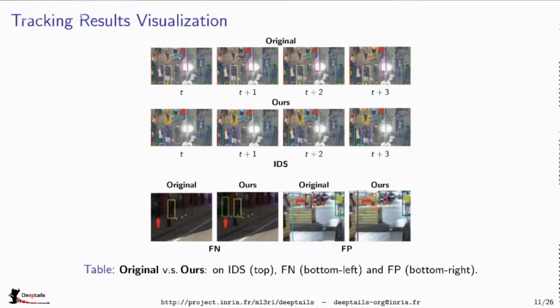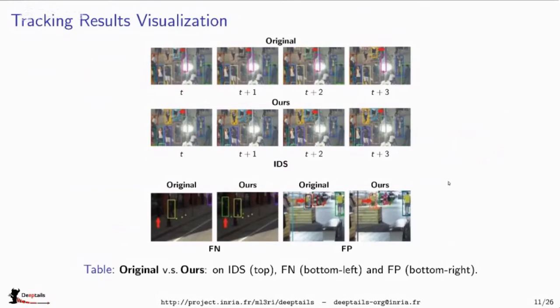So you can see the original method was Tractor, and then ours is Tractor trained with our DeepMOT framework. And you can see here that the original Tractor had some identity switches on the first row, and that we are able to correct this thanks to our loss. And it happens the same here on the bottom images, with false negatives on the left and false positives on the right.